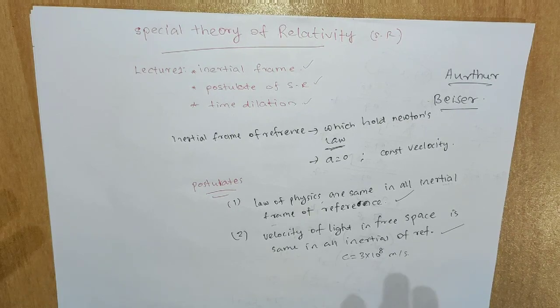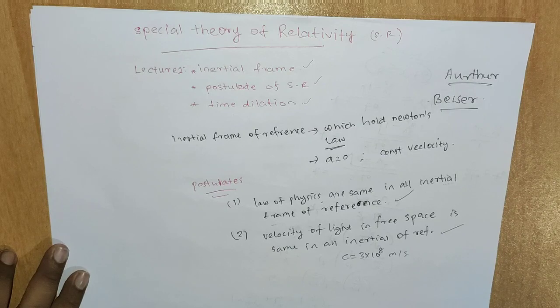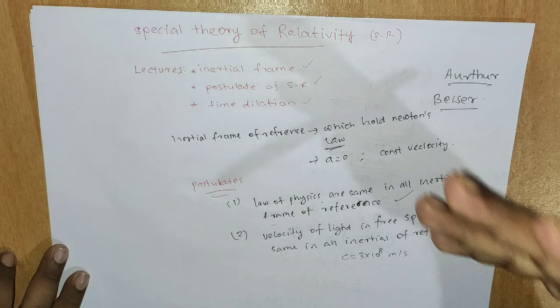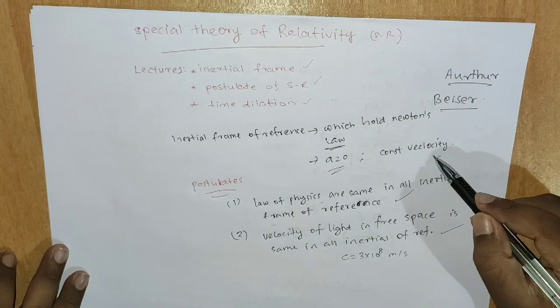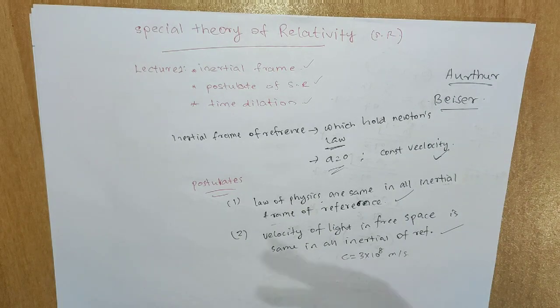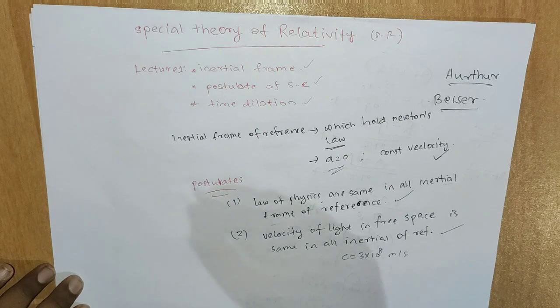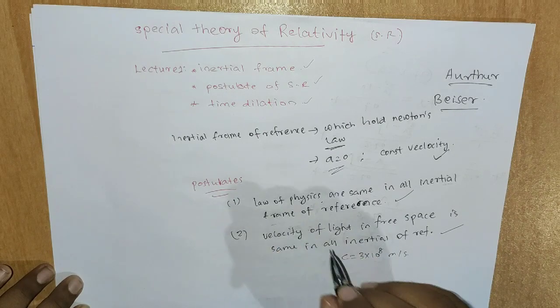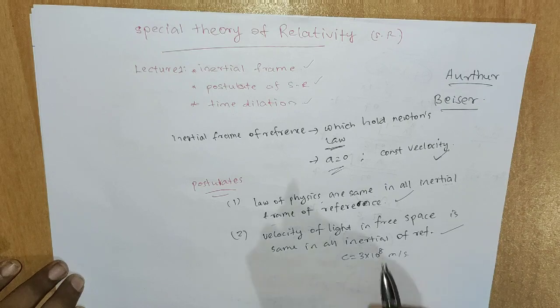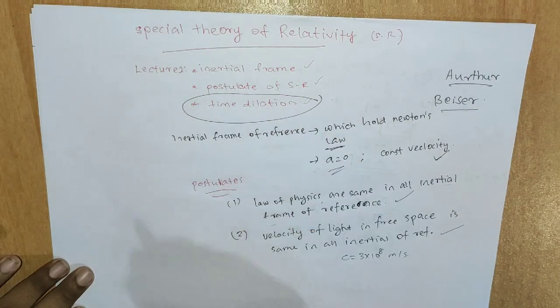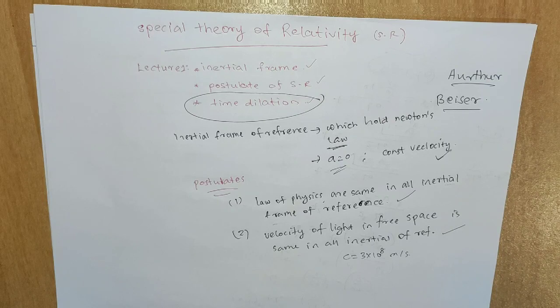So up to this it is clear, right? What we learned: inertial frame of reference. What is an inertial frame of reference? Which holds Newton's law and acceleration is zero, meaning they are moving with constant velocity. Then the postulates of special relativity are that laws of physics are the same and velocity of light is the same in all inertial frames of reference. So the next thing is time dilation, very important.